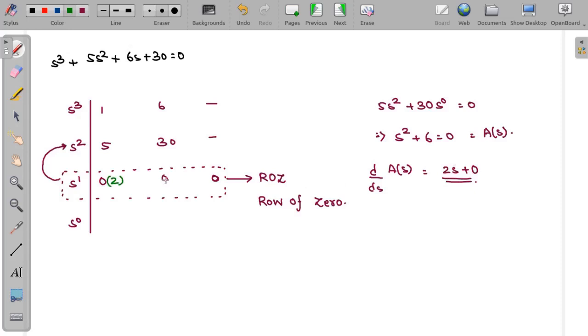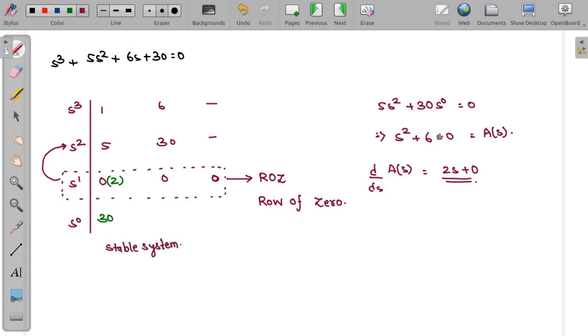So now we can do what? We can fill the route table. So this will be 2 into 30 minus 0 divided by 2. So this will be 30. So over here you can see there is no sign change. So that is why your system is stable. So this is a stable system.